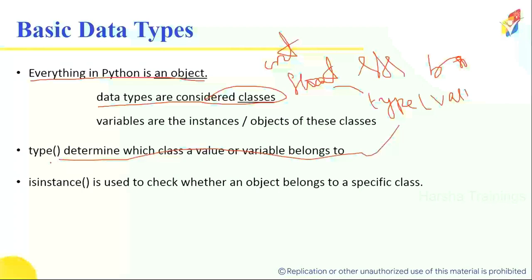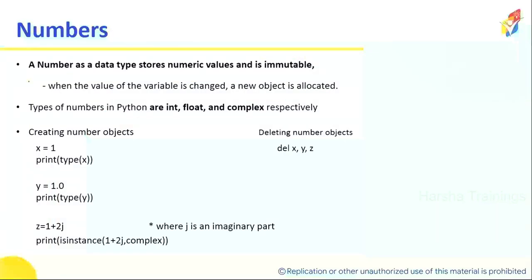Now shall I demonstrate this with simple examples? Look at here. Let us take numbers. A number is a data type in Python to store numeric values, and it is immutable. Immutable means once you create a number, you can't change it.